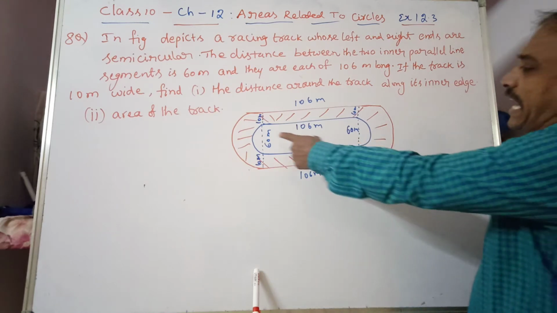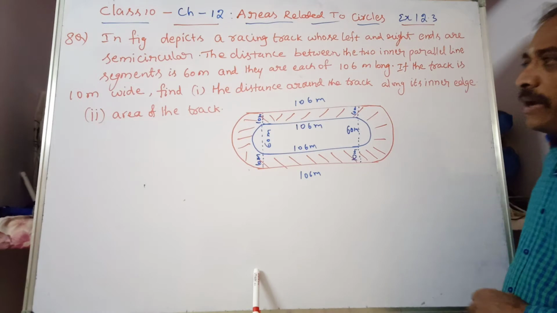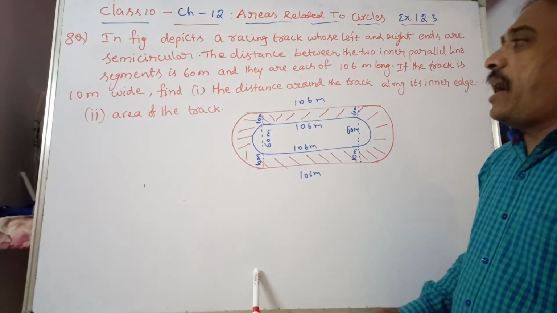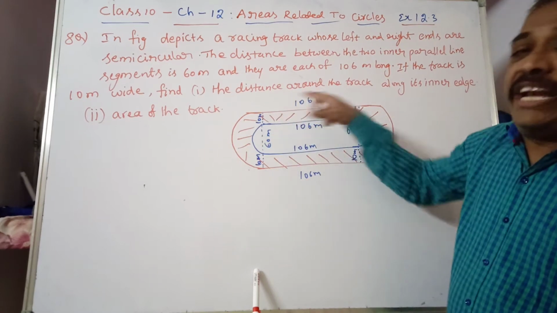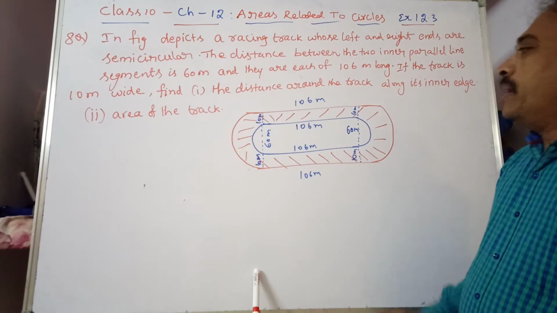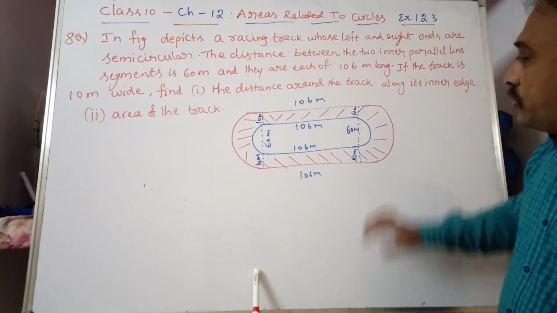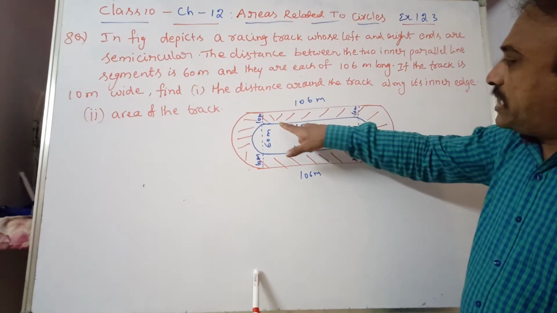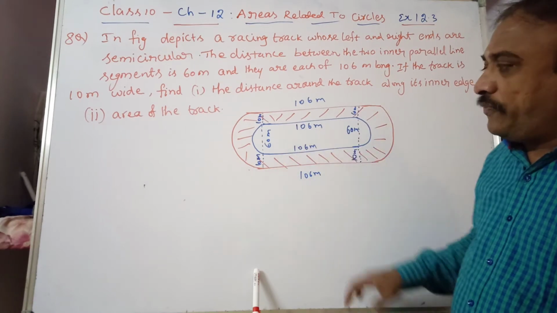along its inner edge, which is with blue color, and the outer edge is with red color. The second question is the area of the track, the shaded portion, that you have to find out. To find the distance along the inner edge, you see the inner side 106 meters is this one and 106 meters is this one, are you following?